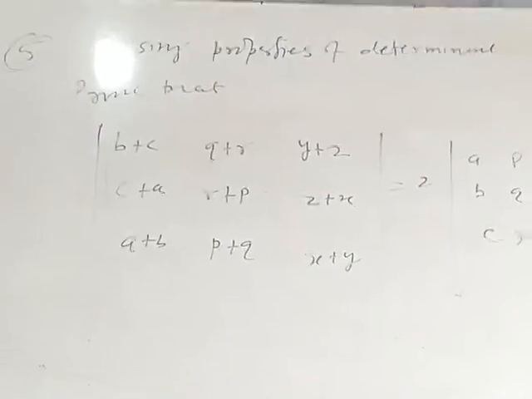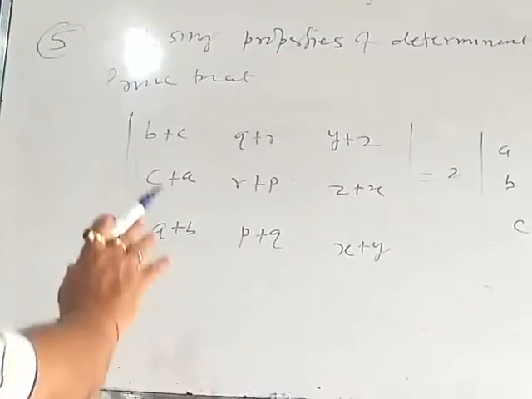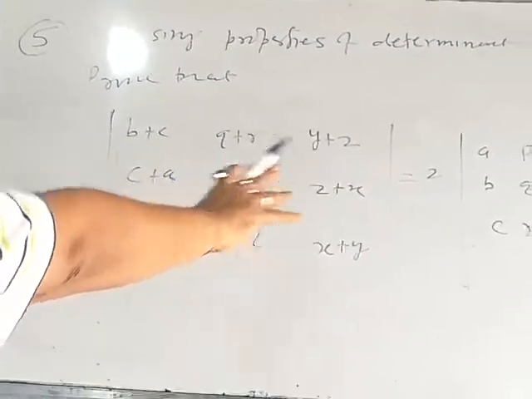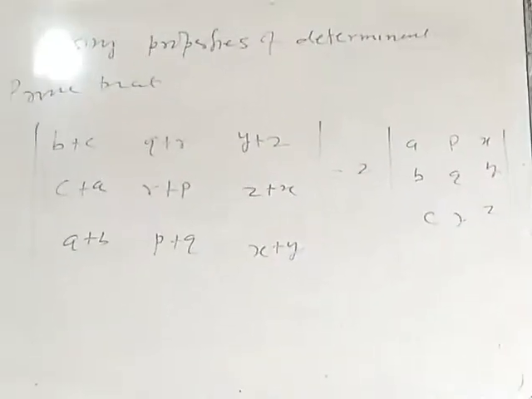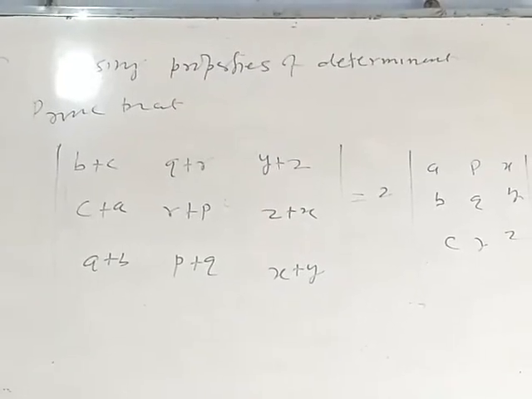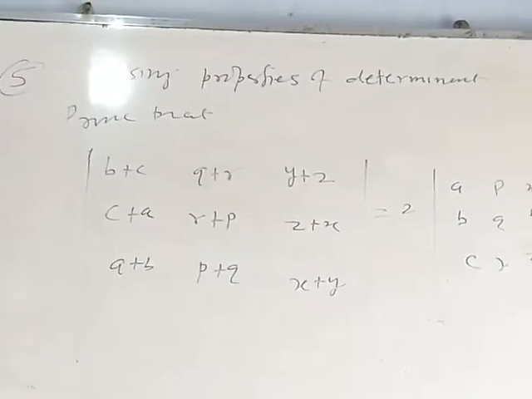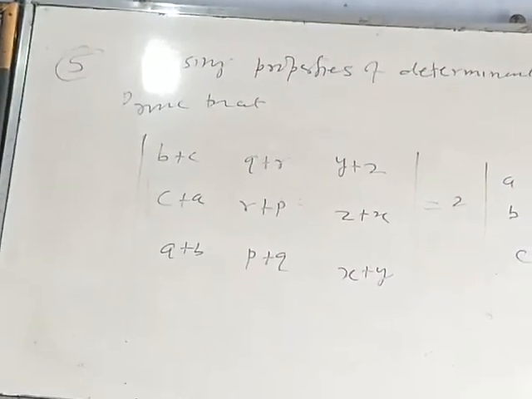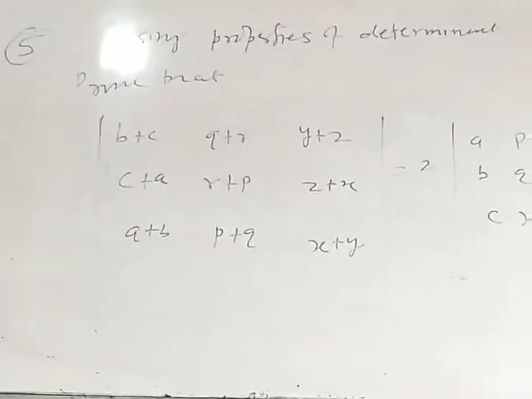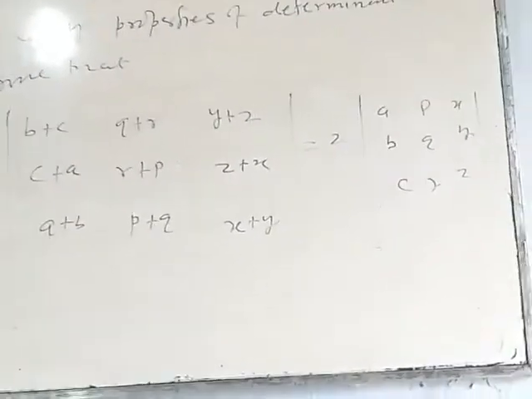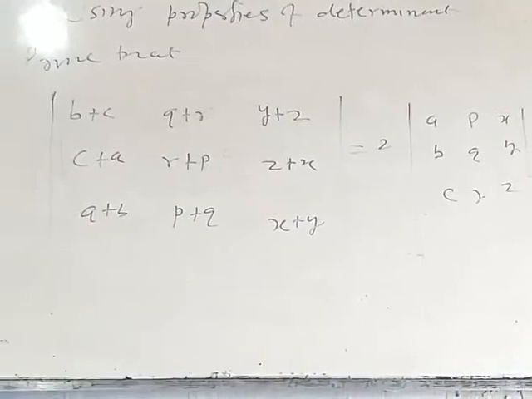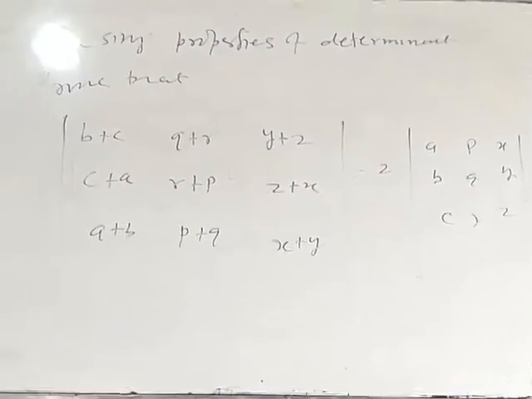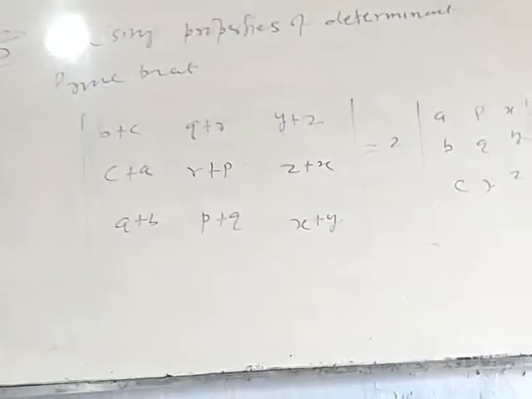To prove that LHS is equal to RHS, we have to use properties without evaluation. So first we use properties, and at the last moment we evaluate. So by using properties, we see that here B plus C, C plus A, A plus B, and Q plus R, R plus P, P plus Q, Y plus Z.